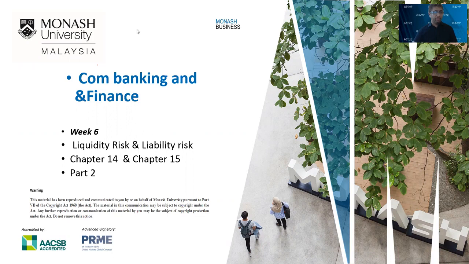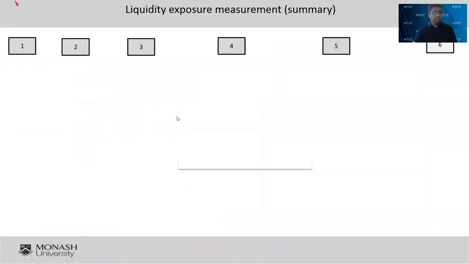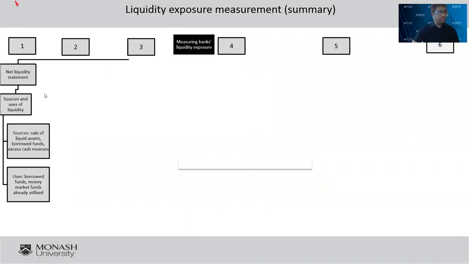Now, when we talk about the measurements, we are talking about these 6 types. The first type is the net liquidity statement. In the net liquidity statement, we predict the sources and the uses of liquidity, and according to that, we will determine the sources and the uses, and then we will have the net liquidity requirements. So this is what we call the net liquidity statement, and I will explain it.